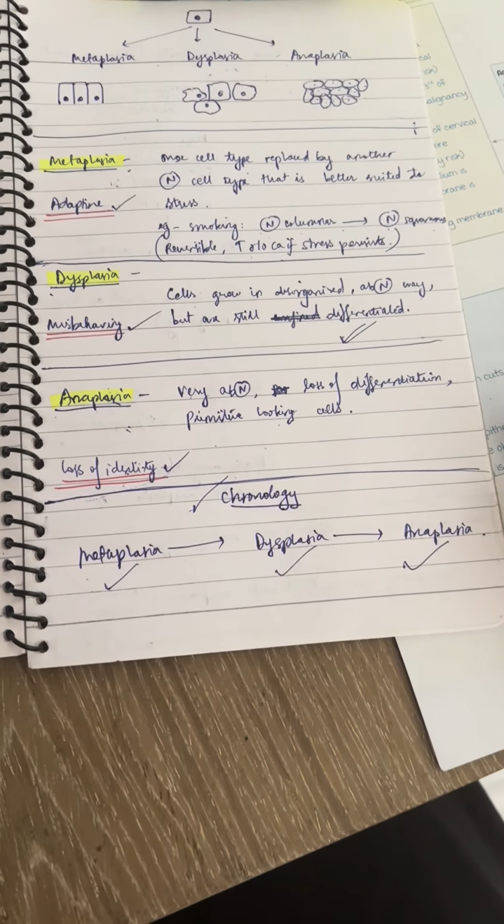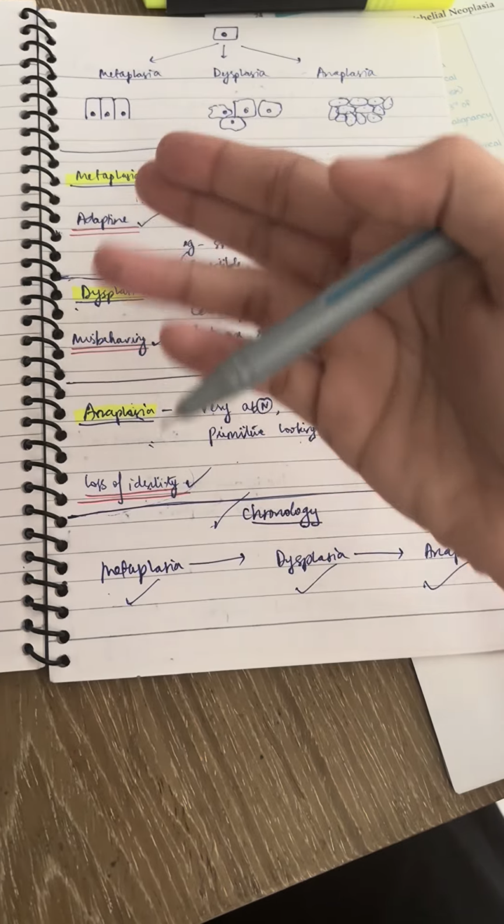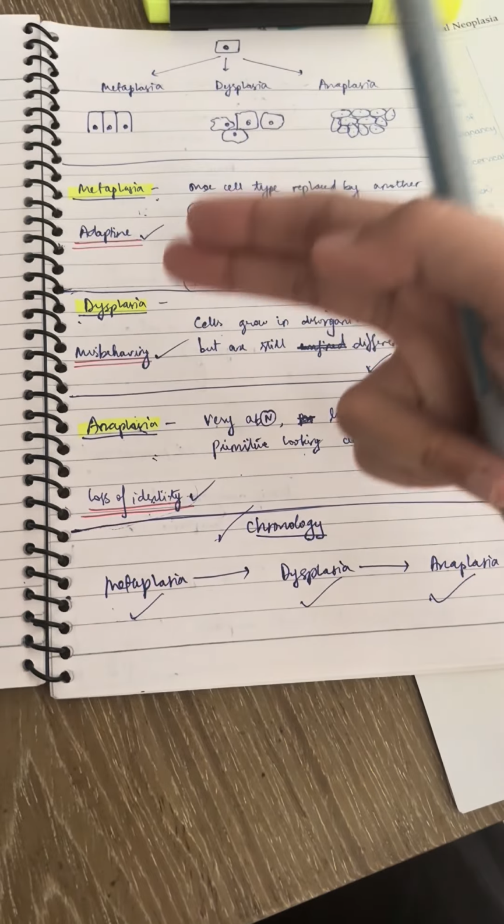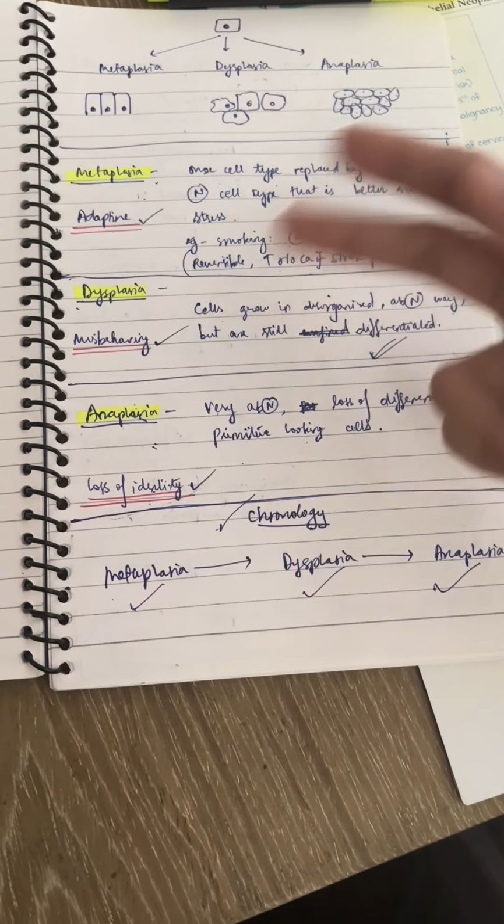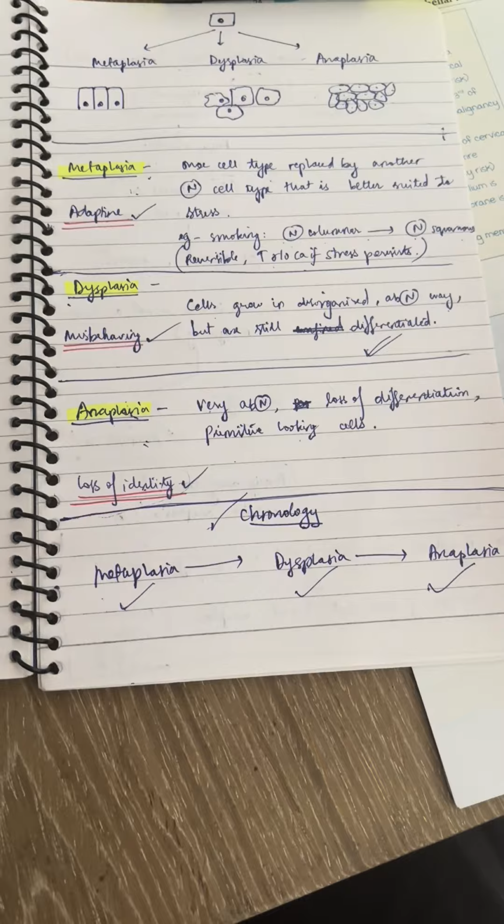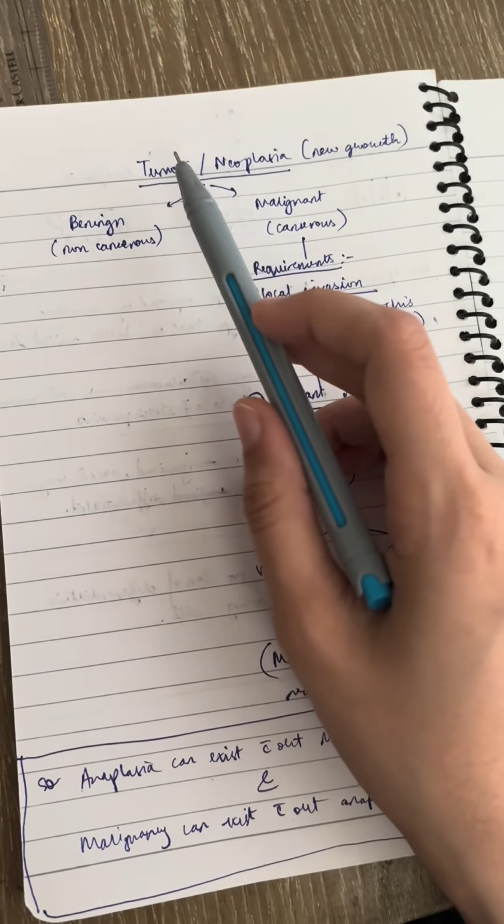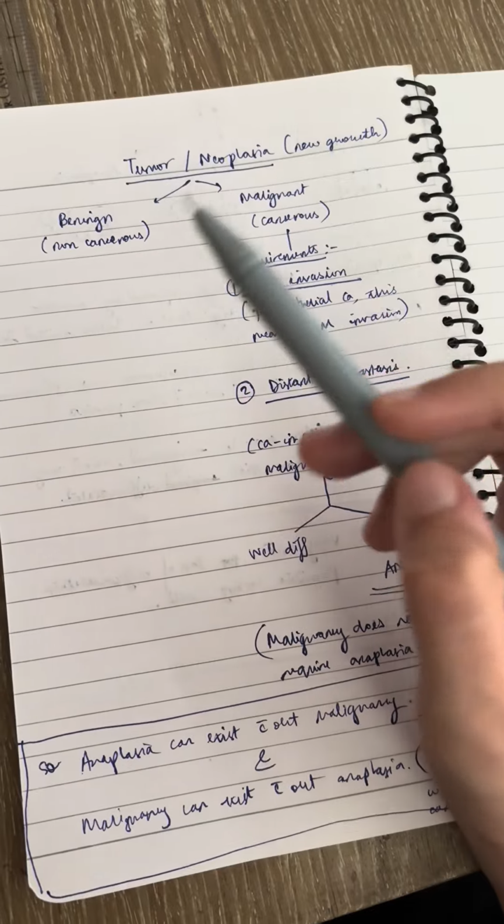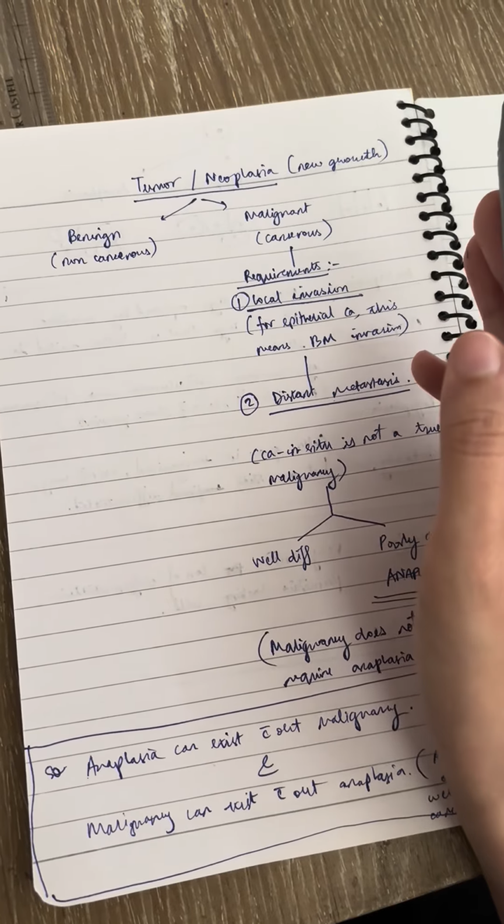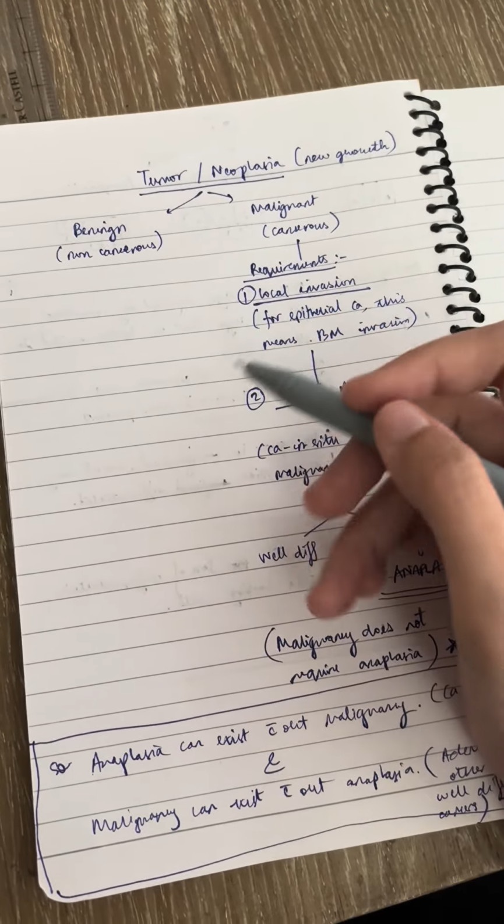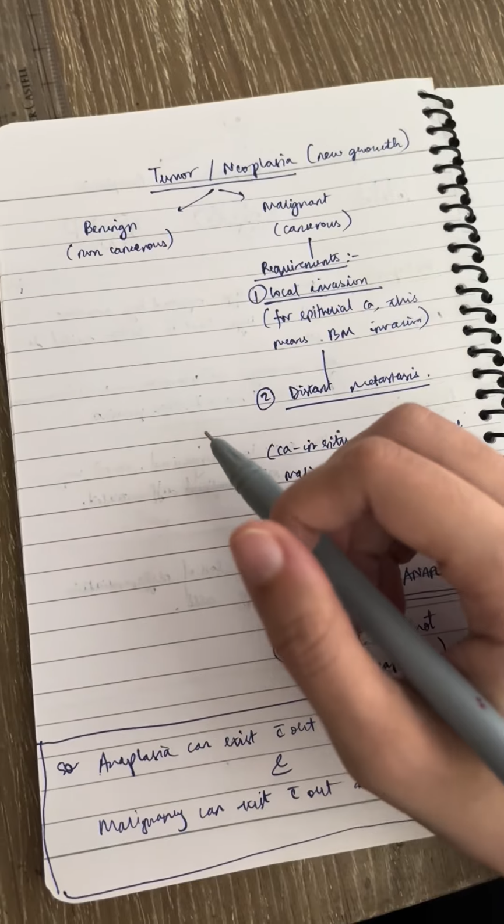Just remember this. These are different terms, these are not different stages of progression towards cancer. Just remember that point. On a parallel note, we'll discuss what words like tumor, neoplasia, malignancy, cancer, all of these mean, and in the end I'll link it to the words that we spoke about before.